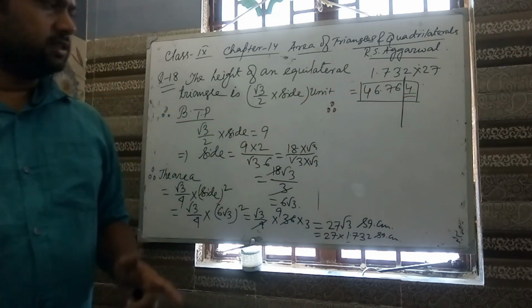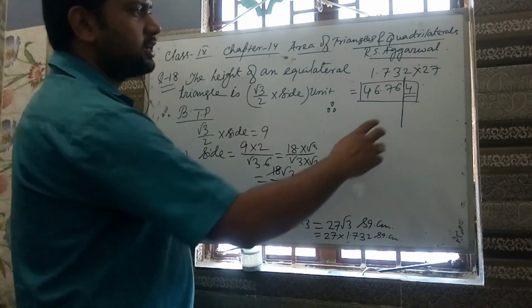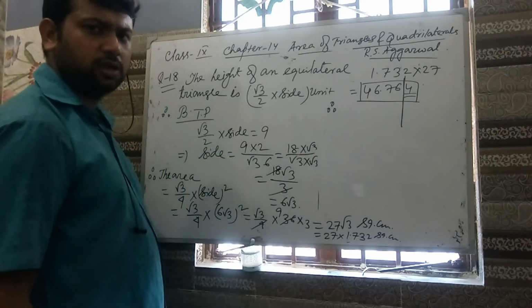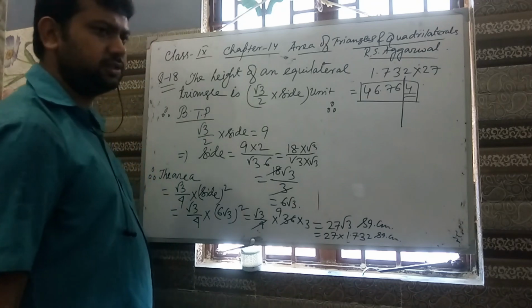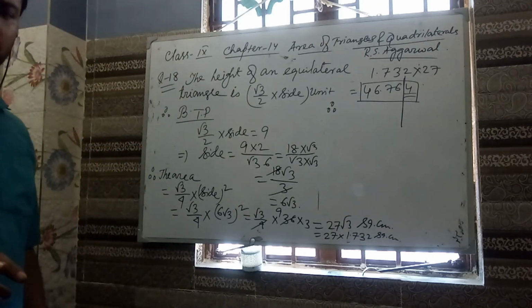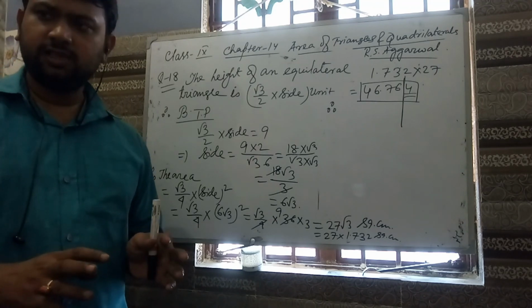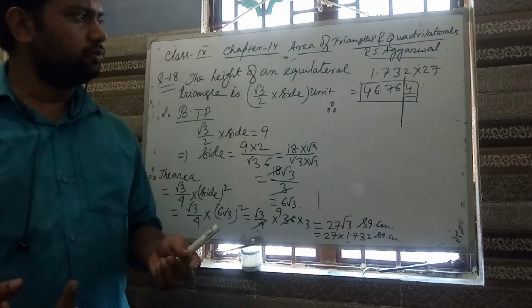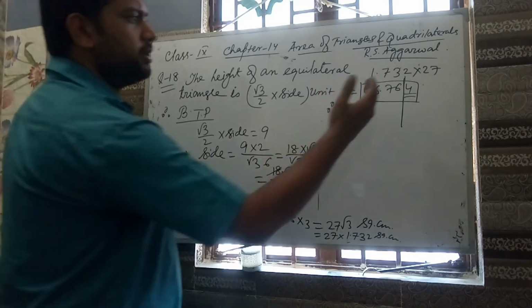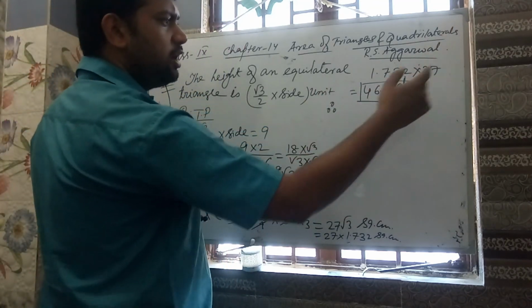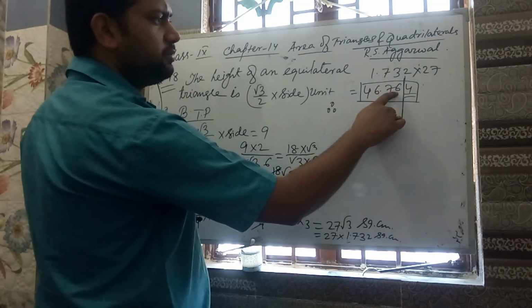The method says if we have to correct up to 2 places of decimal, look at the third place digit. If it is greater than or equal to 5, then we have to omit the remaining portion and we have to add 1 with the previous number.